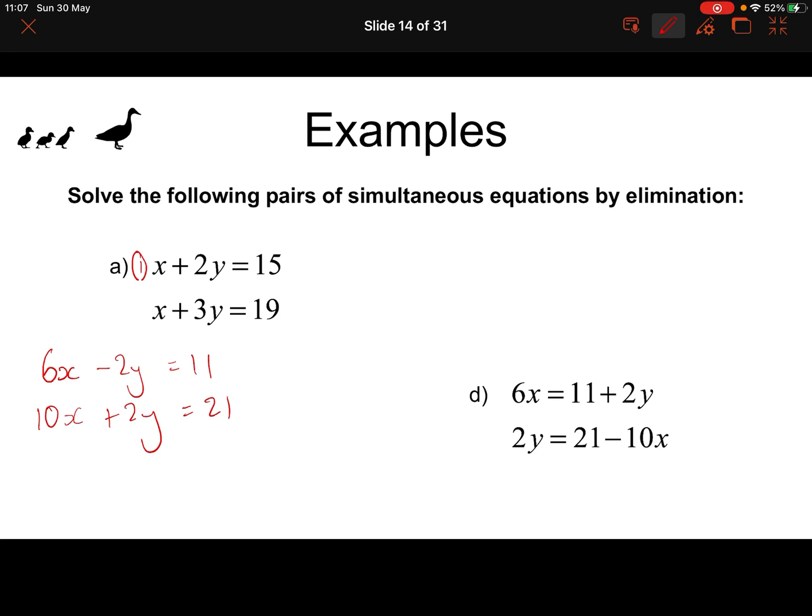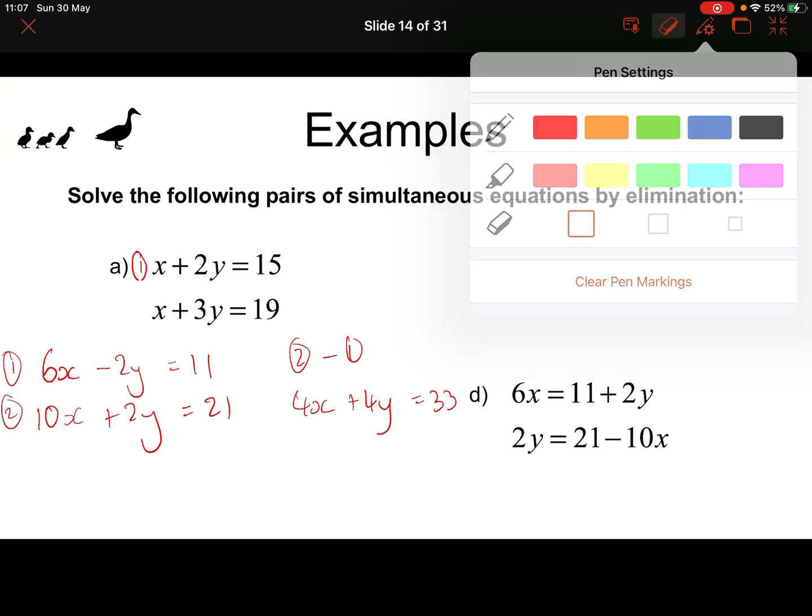Now what am I going to do? Am I going to add or subtract these two equations? Let's call them equation 1 and equation 2. So let's try doing 2 minus 1. Well, 10x minus 6x is 4x. And be really careful. 2y minus 2y becomes 2y plus 2y. It's plus 4y equals 33. That is no good. I didn't eliminate x's or y's.